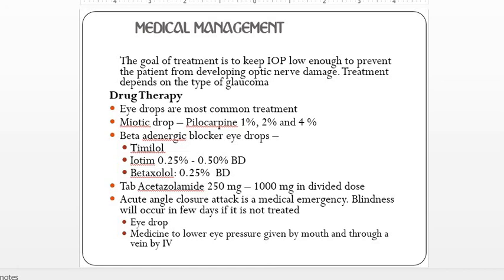Acute angle closure attack is a medical emergency. Blindness will occur in a few days if not treated. Okay, the medical emergency is for acute angle closure glaucoma. The next is eye drops, and medicine to lower eye pressure given by mouth and through a vein. So these are the medical management.